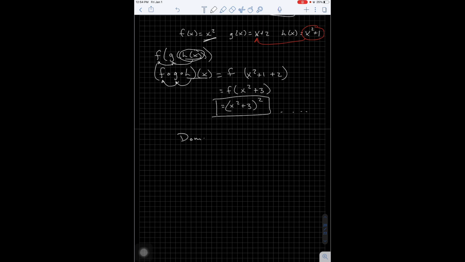Okay, domain on this. Well, look, my final answer doesn't have any roots or fractions, nor do any of the functions that I plugged in. So that means I have no issues, and the domain is negative infinity to positive infinity. And that's your answer for your domain.